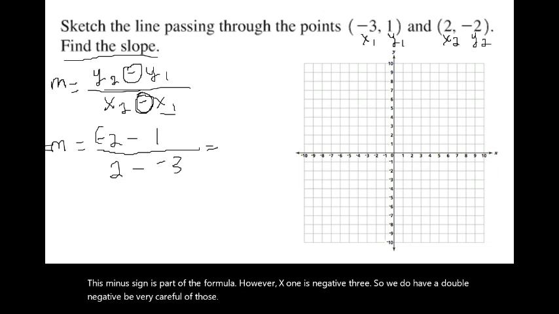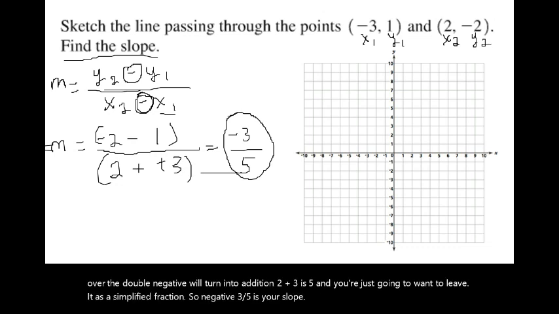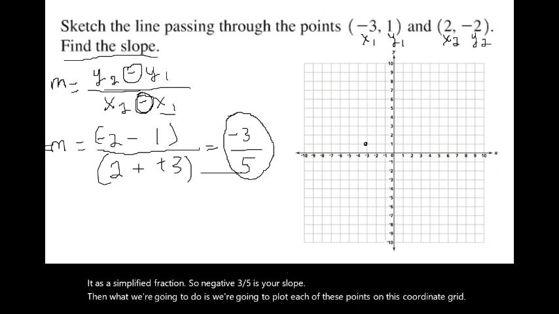So then I'm going to do this subtraction first. So -2 minus 1 is going to give us -3. Over, the double negative will turn into addition. 2 plus 3 is 5. And you're just going to want to leave it as a simplified fraction. So -3/5 is your slope. Then what we're going to do is we're going to plot each of these points on this coordinate grid. So we have (-3, 1) and (2, -2). And the line that connects them, this line has a slope of -3/5.